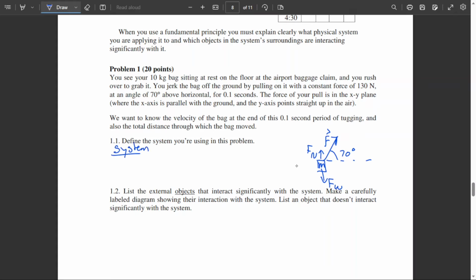So, system is the bag, and then our surroundings will be ourselves. I guess I'll write yourself. The person grabbing the bag is in our surroundings. And the Earth. And so that means all three of the forces on our right are all external forces. They don't affect the internal energies and all that.